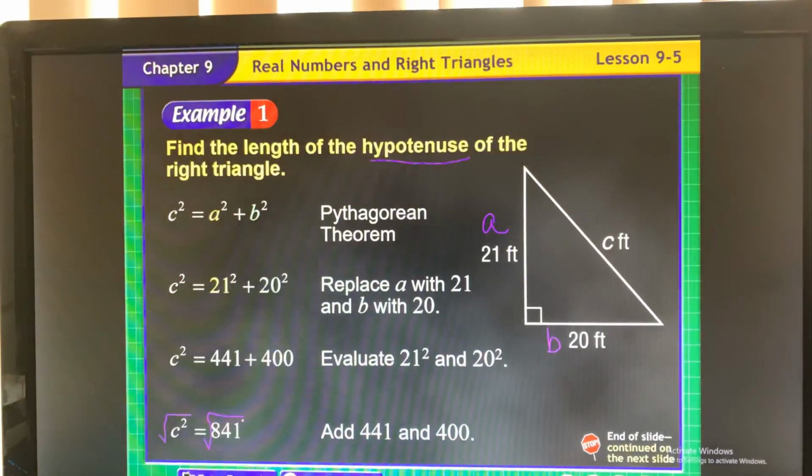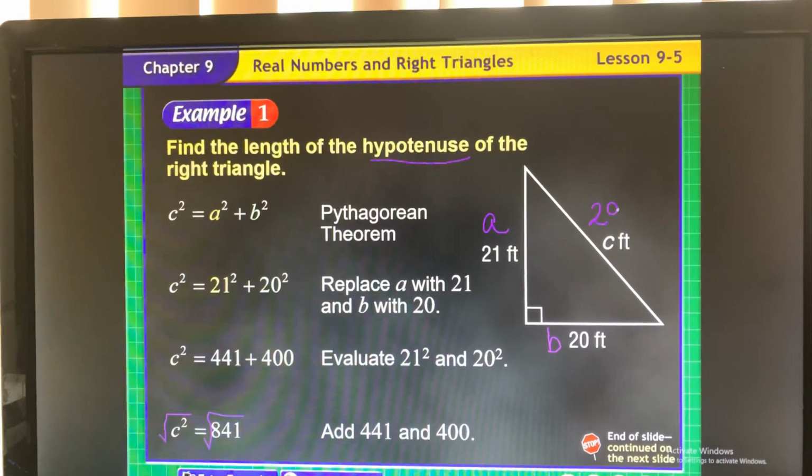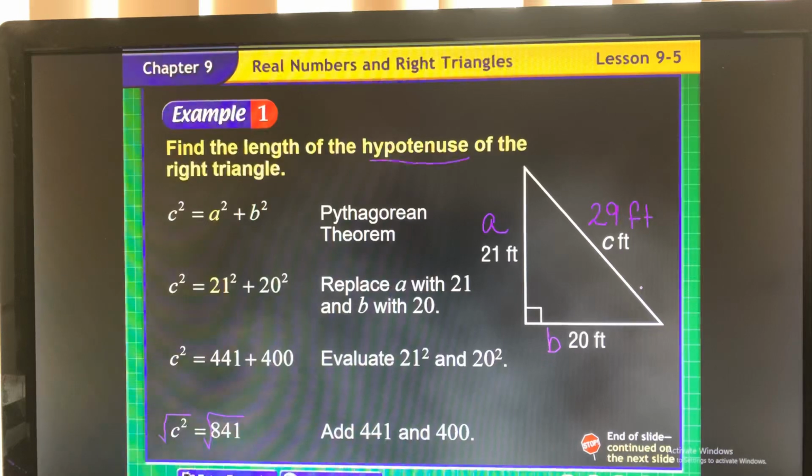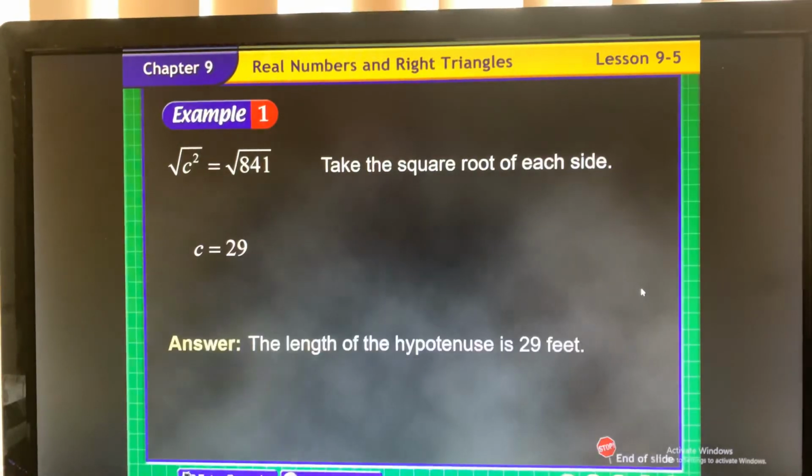And if I go back and show you, I said to you the hypotenuse is the longest side. And if you look at the measurements of the other two legs, you can see that this is the longest side. And that's how you use the Pythagorean theorem to find the hypotenuse. So let's do it again.